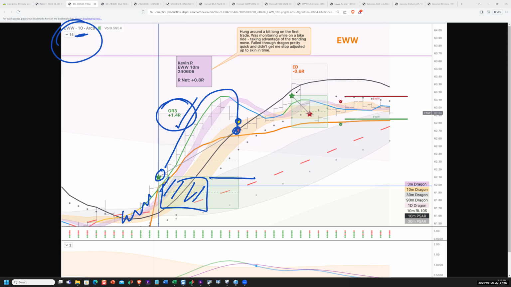Gets a little slow on the Cotter 2 rebound. Like, we'd like to be in right about here or here, but he gets this. It fails immediately. He takes that, and he nets 0.8. So 1.4 and minus 0.6, nets 0.8 for the day on that one.